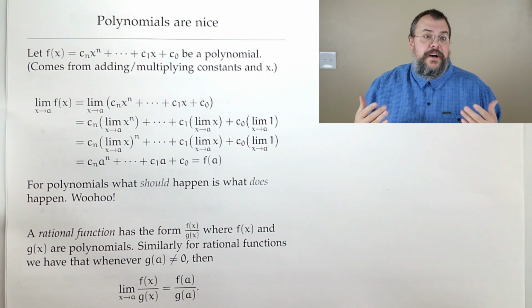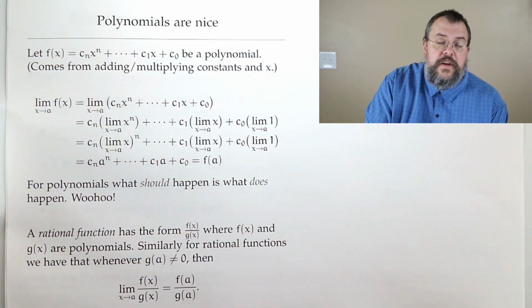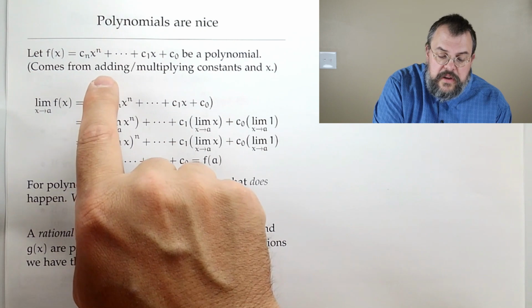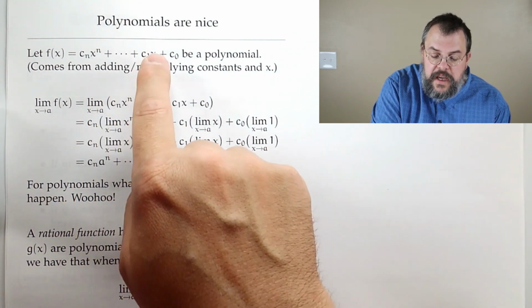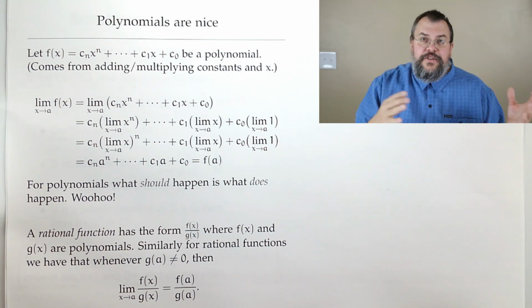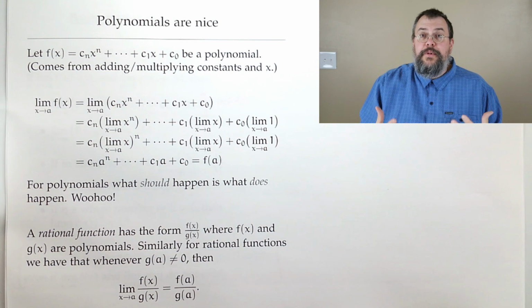So what do we mean by they're nice? So suppose I have a polynomial. Now what's a polynomial? It's a combination of powers of x. So c_n x to the n plus ... c_1 times x plus c_0. So again, we're adding and multiplying constants and variables x. So what we can do is we can now apply our rule.